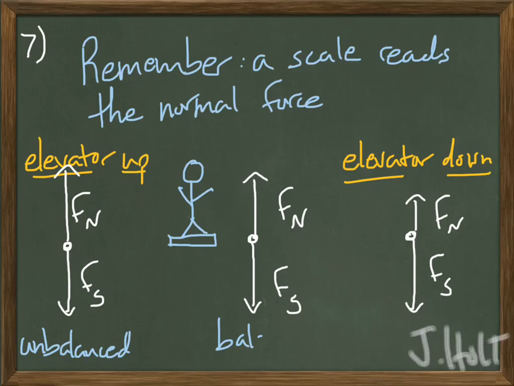As I mentioned earlier, the one in the middle is balanced. And then the one on the right is also unbalanced: an elevator going down, because your normal force is going to be less. You feel a little bit weightless. This is why when you're going down, either in an elevator or in a roller coaster, or you jump off the top step in your house, you feel weightless, because your normal force is less than the force of gravity.